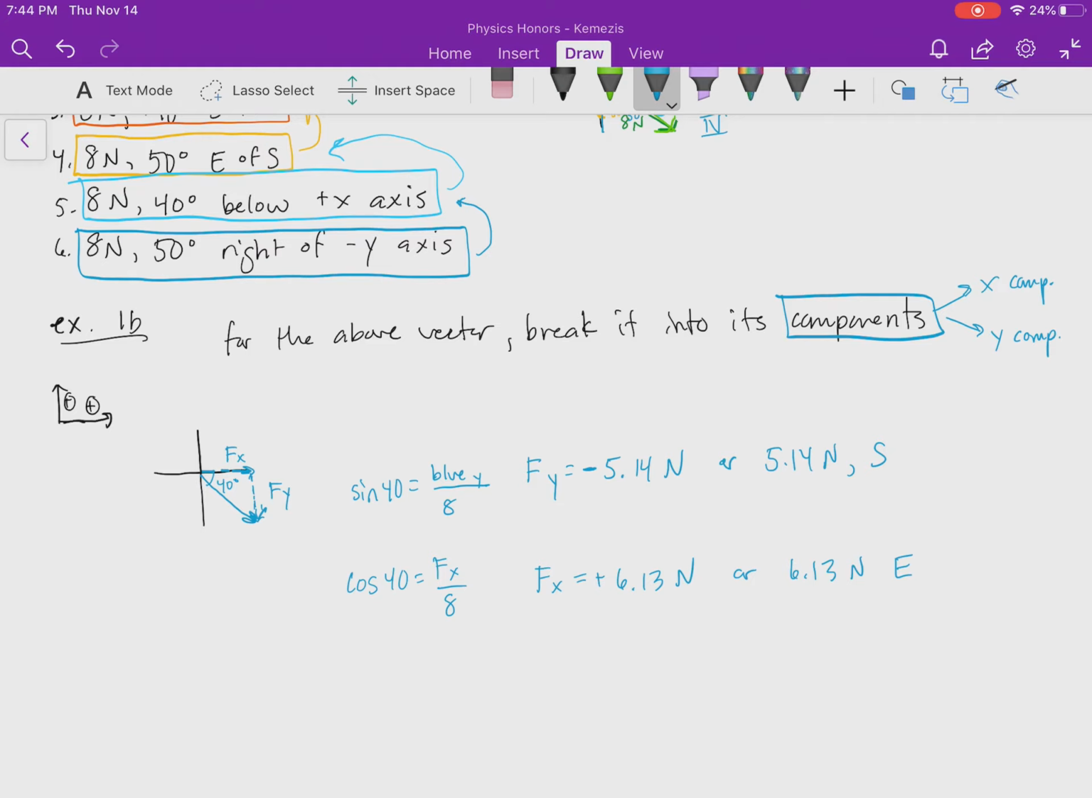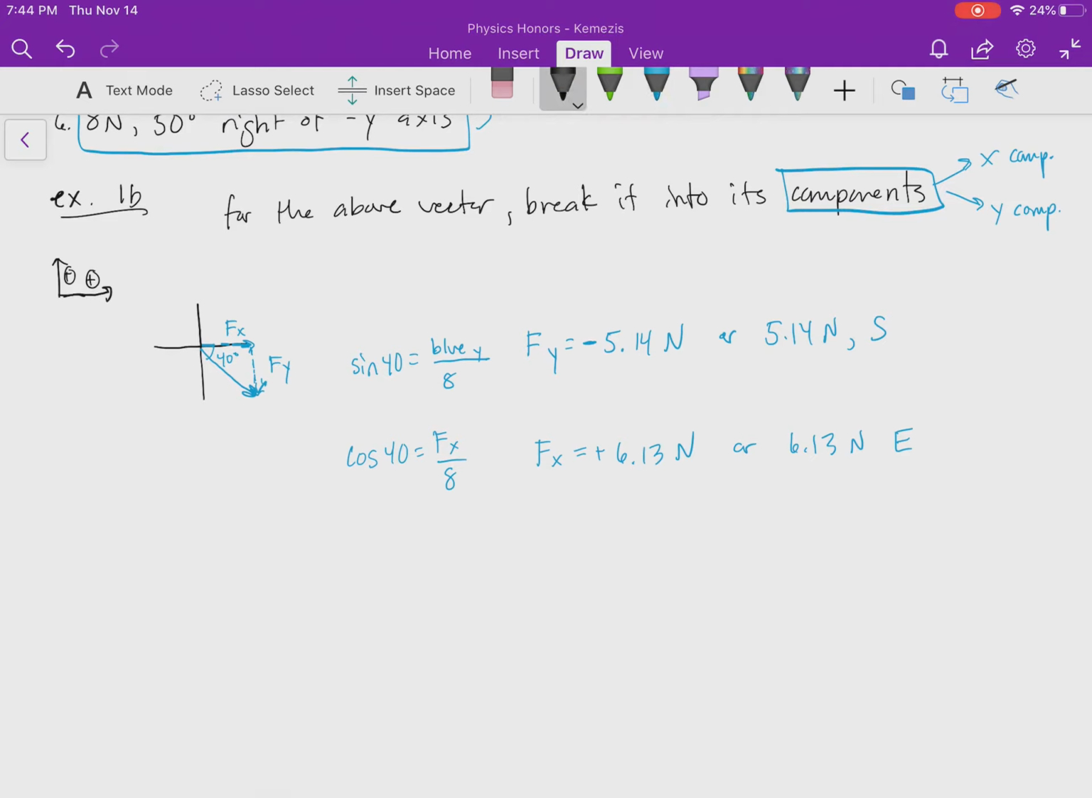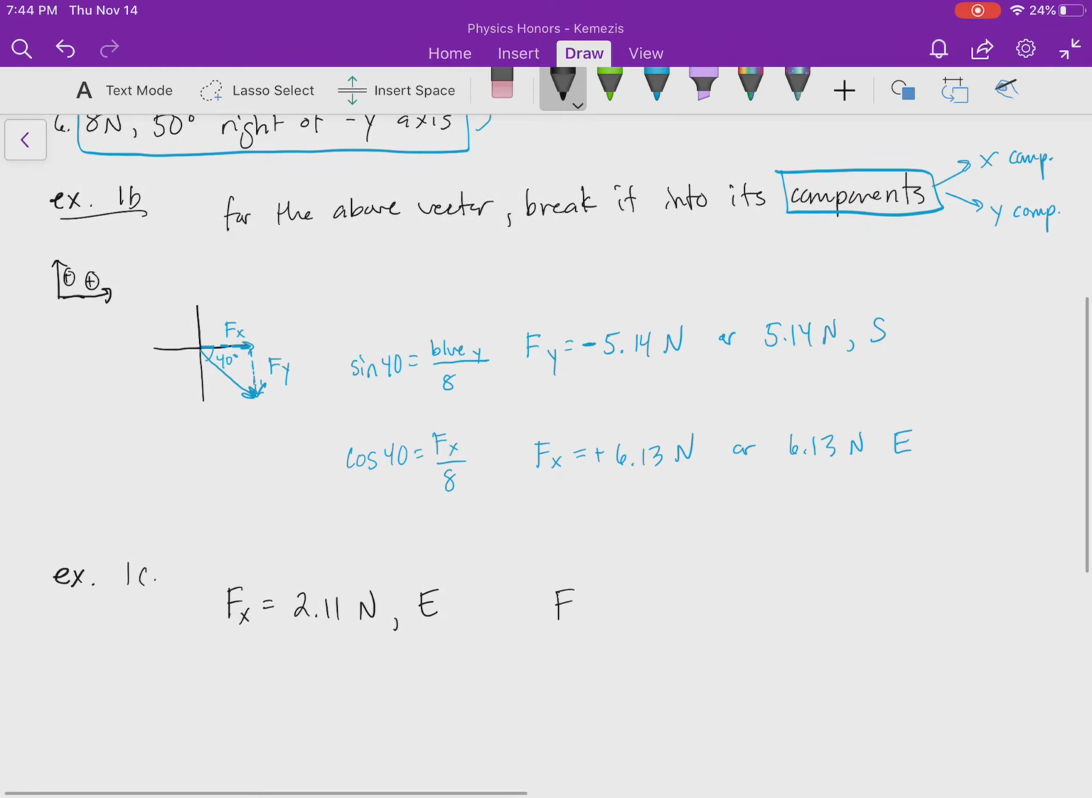Okay, so we're breaking these down. The other thing that we want to be able to do is solve for our angle, if we know the components. Okay, so let's say that we have an x component of our force of 2.11 newtons east and a y component equal to 4.53 newtons south. Okay, our question is, what is Fnet?